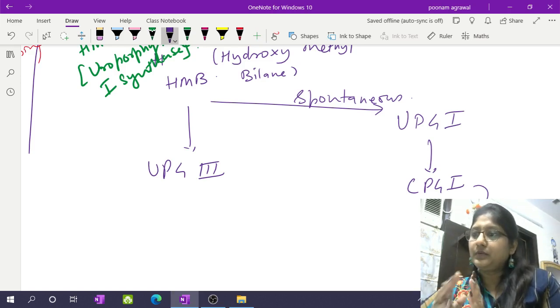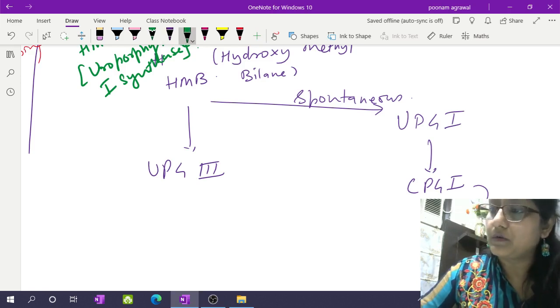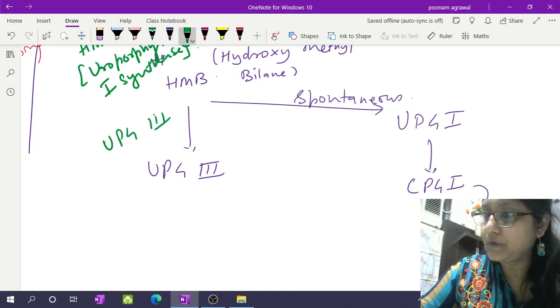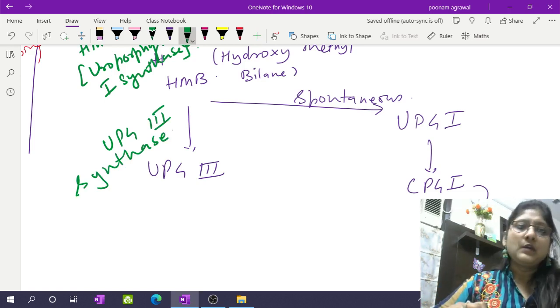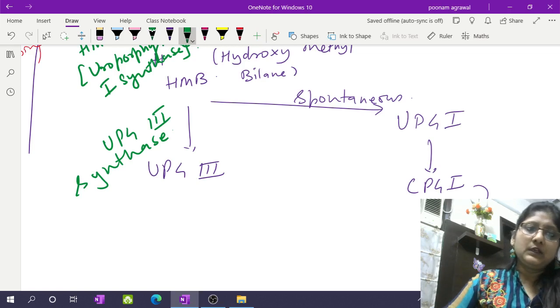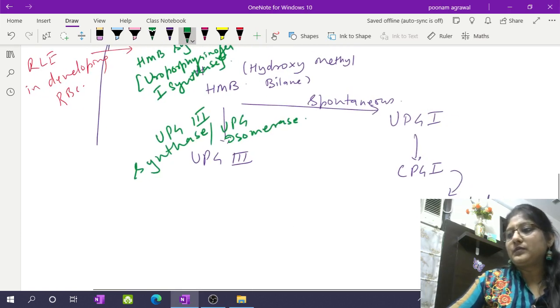So UPG1 conversion is actually the wastage of HMB, I must say. The major use of HMB is when it is converted to UPG3 by one enzyme that is called UPG3 synthase, or otherwise called UPG isomerase enzyme. See, again, this is a cytosolic process.